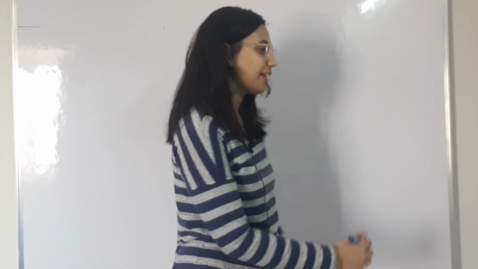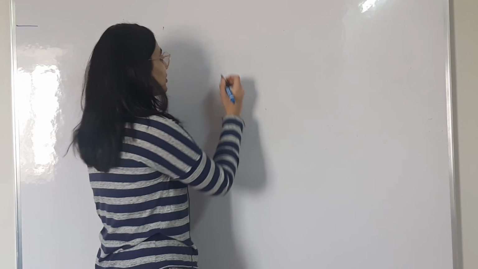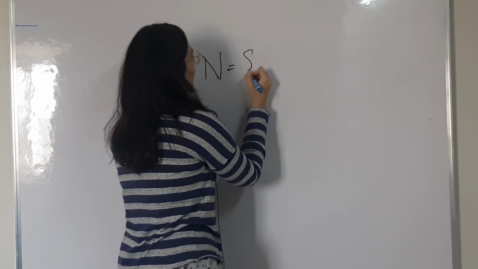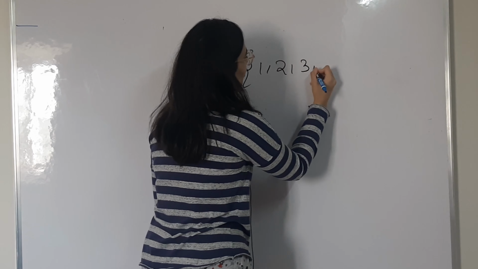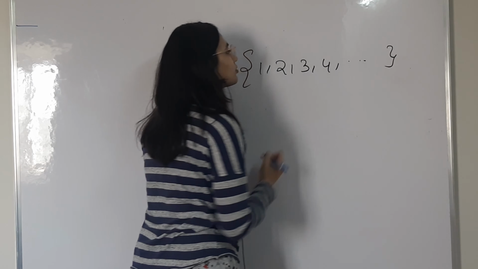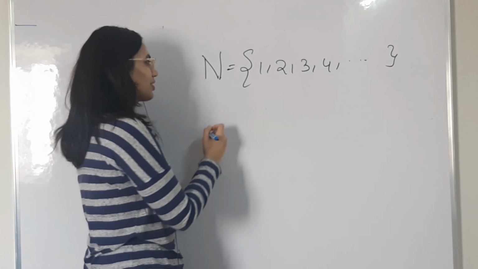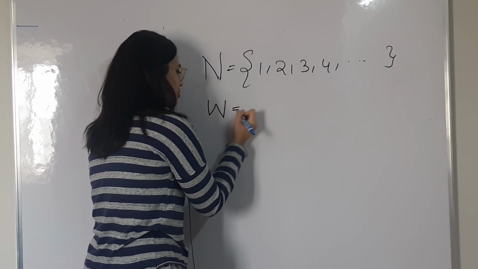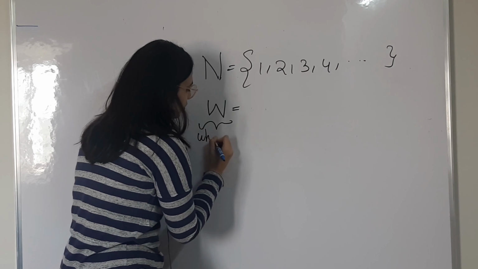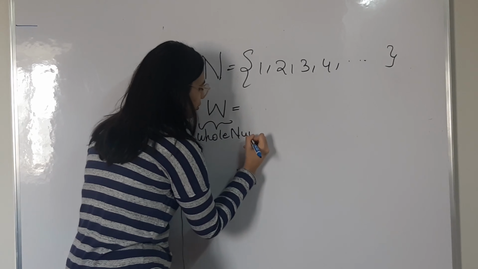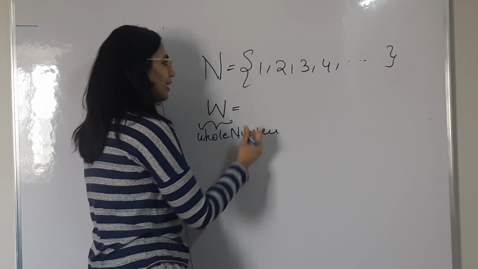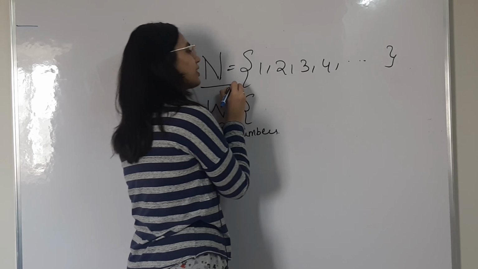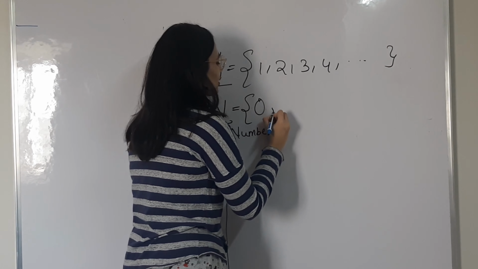Now that we have seen what is the importance of 0, let's quickly jump into the concept of whole numbers, right? So I told you natural numbers are nothing but n is equal to 1, 2, 3, 4 and so on, right? And there is no largest natural number. What are whole numbers? Whole numbers can be denoted by capital W, and whole numbers are nothing but the natural numbers with 0.